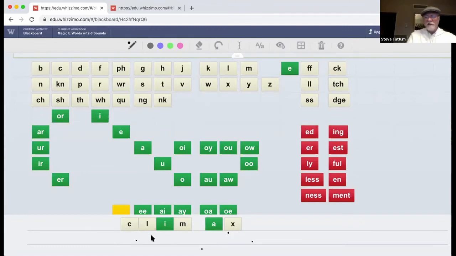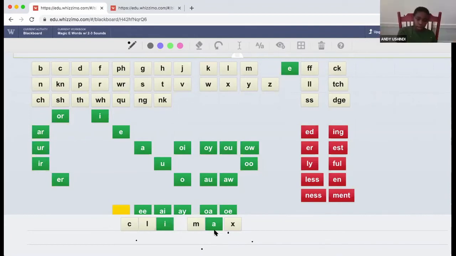No. So let's change the tag and tag the I. Now what would it be? Climax. Do you ever hear of the climax of the story? I've heard of that word. Yeah. Climax is often when all the problems in the story are solved.